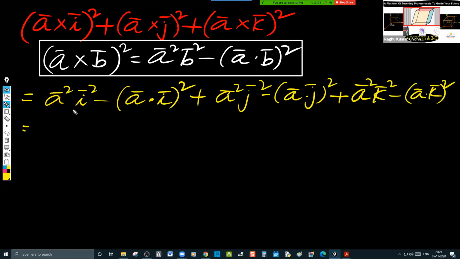Now, what is I bar square? 1. It is a unit vector. J bar square, it is also 1. K bar square, it is also 1. This is A bar square. This is another A bar square. This is another A bar square. It becomes 3 A bar square.